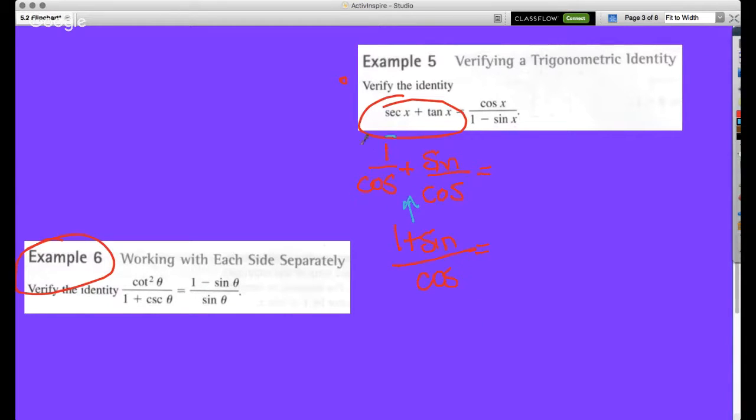So we're going to freeze it on this side, and go over to the right side. That's not wrong, we could just go to that side. Since I have cosine over 1 minus sine here, what I could do is multiply this by the conjugate. So let's go 1 plus sine here, both top and bottom.